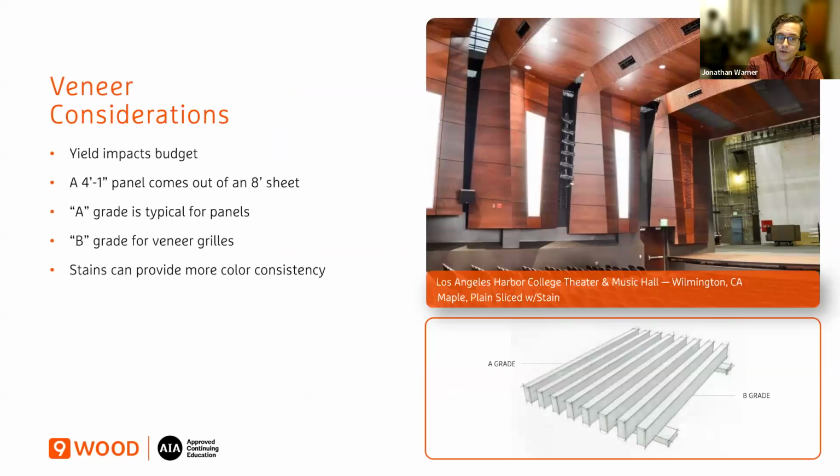Veneer considerations, like with solid, it's custom. There are things you need to watch out for. As with solid wood, yield impacts budget. Although you can get any size you want out of a 4x8 sheet, the size actually can impact the cost quite a bit. So for example, if you want a 4-foot 1-inch panel out of an 8-foot sheet, it means the manufacturer is going to have to take 3 feet 11 inches, and that's going to have to go in the recycle or waste bin.